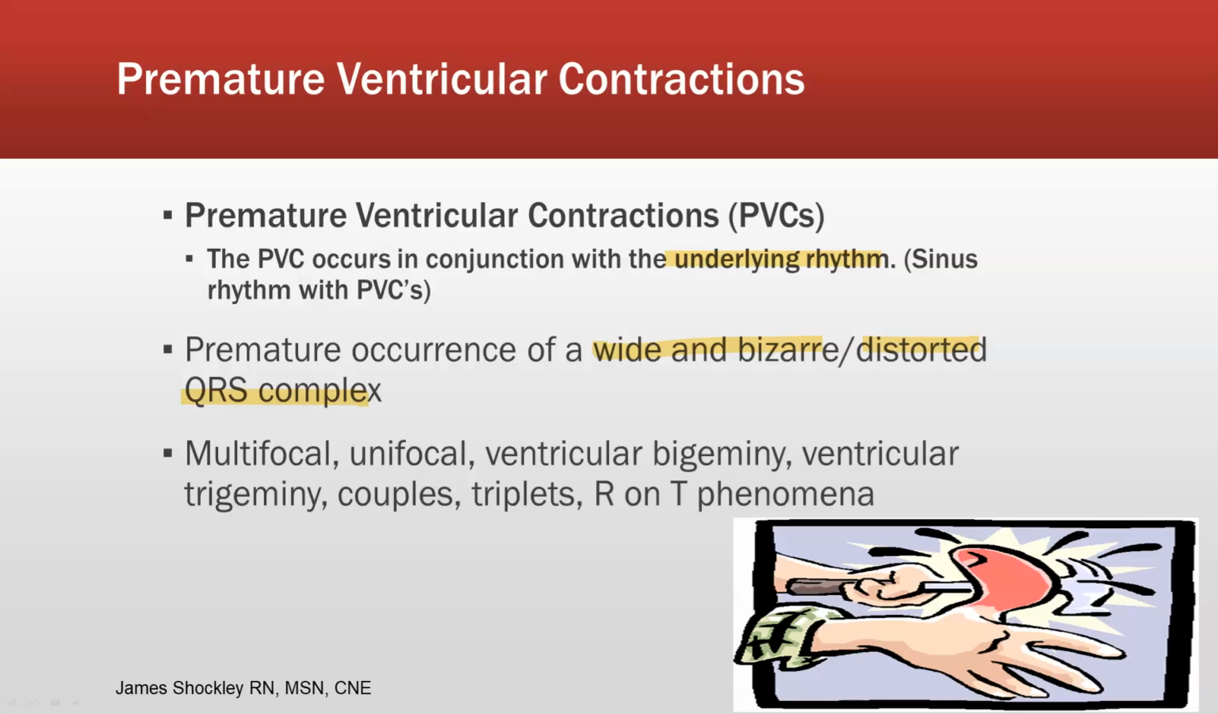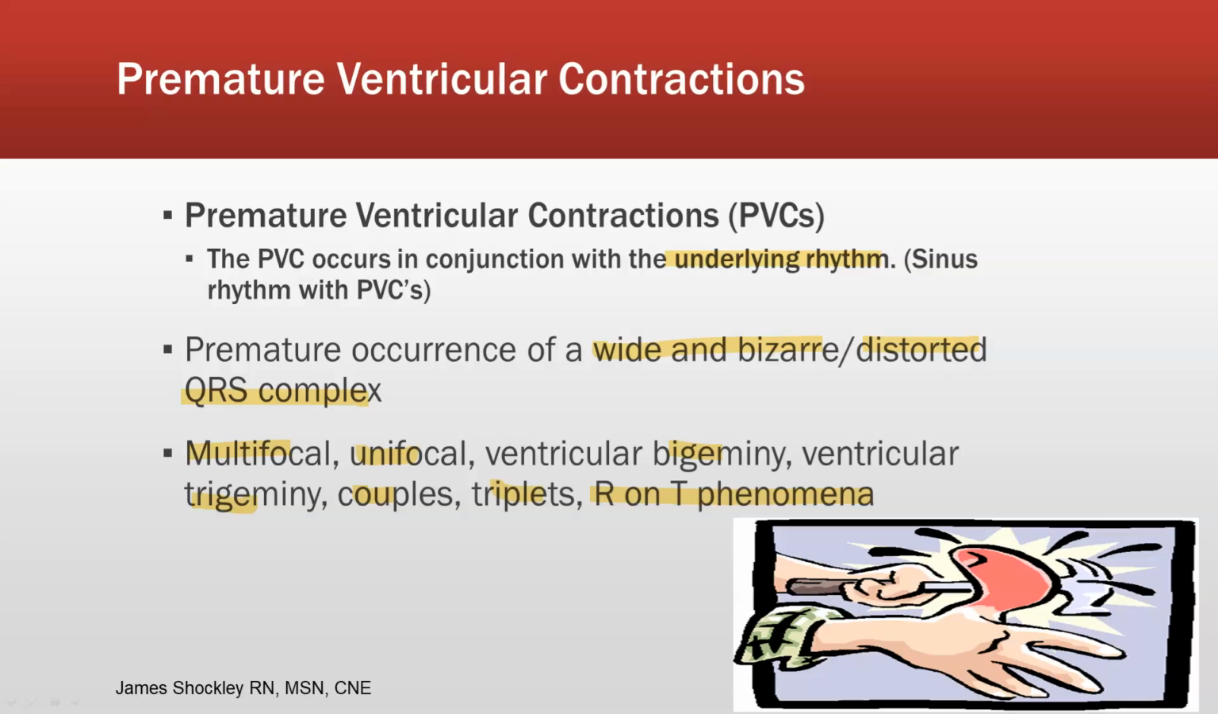You have various types, so it sounds really intimidating. I promise you it's really not. You have multifocal, unifocal, bigeminy, trigeminy. You've got couplets, triplets, and of course you've got this risk for R on T phenomenon.